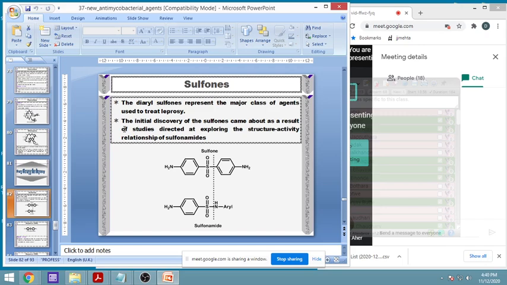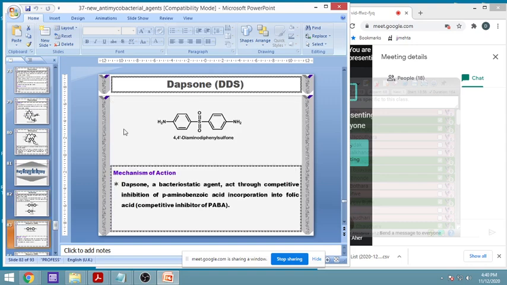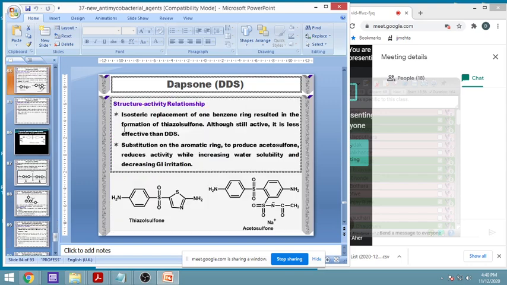The initial discovery of sulfones came about as a result of studies on sulfonamides. From sulfonamide they were found, and the first one and still the most used is dapsone, that is 4,4-diaminodiphenyl sulfone. Its short form is dapsone. It is a bacteriostatic agent with the same mechanism of action as sulfonamide, that is inhibition of PABA or para-aminobenzoic acid incorporation and formation of folic acid.